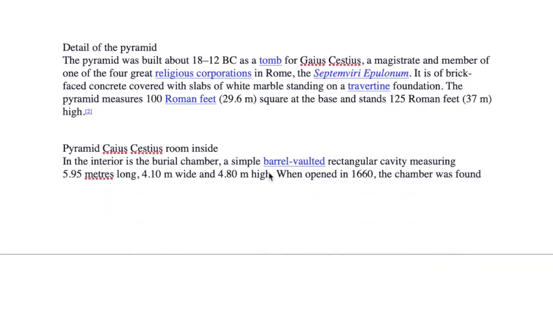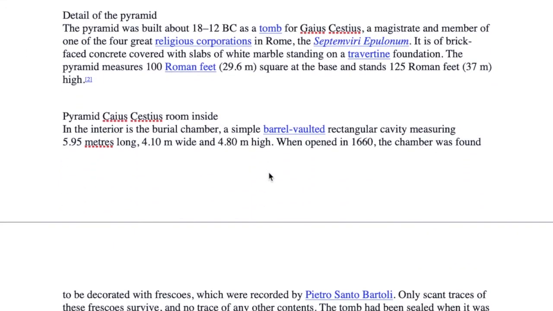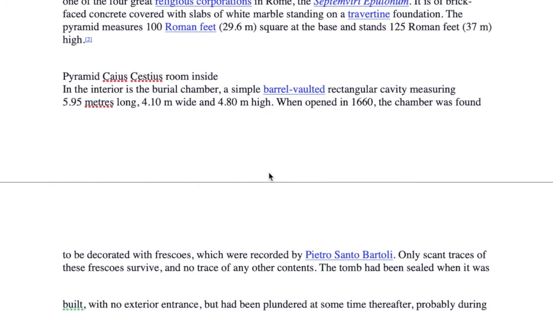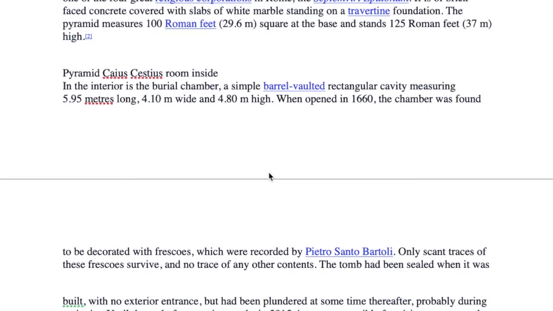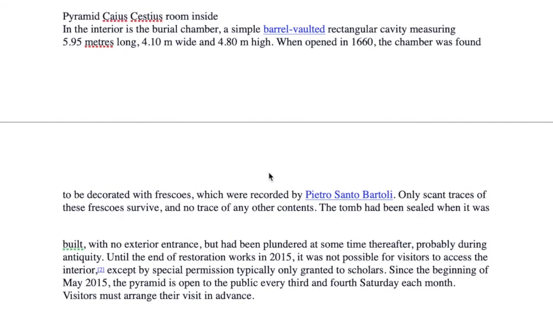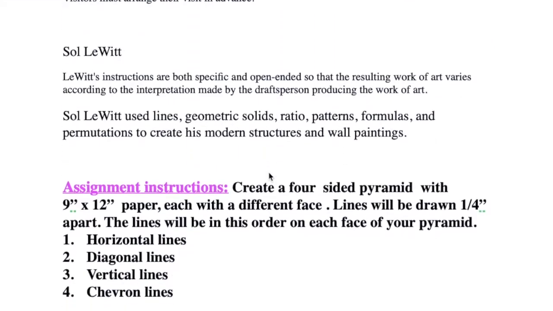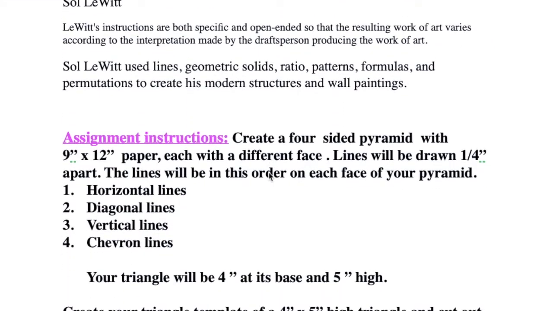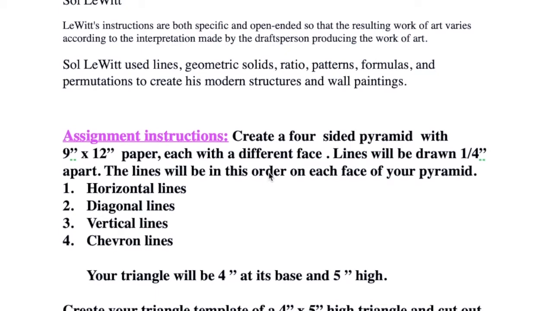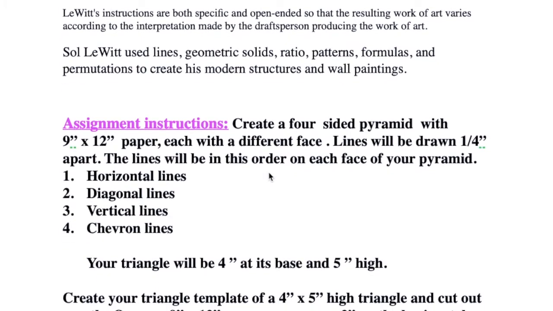And so I use the same ratio instead. I'm using quarters in 100. I have four inches, and since it is 5 inches tall, it is 125 Roman feet tall, I use 5 inches. That'll be 5 quarters. All right, so we're still working with the concepts of Sol LeWitt. He used lines, geometric solids, ratios, patterns, formulas, and permutations to create his modern structures and wall paintings.